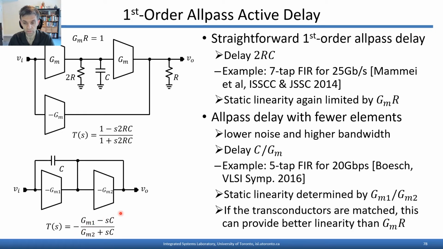This circuit here was used in this paper at the VLSI Symposium in 2016 for a 5-tap FIR filter. Another interesting feature of this circuit is that it makes use of no passive resistors. Instead, the static nonlinearity is determined by the product GM1 times 1 over GM2, because at very low frequencies the capacitor acts like an open circuit, so you've just got GM1 driving diode connected GM2. If these transconductors are matched, it turns out that their nonlinearities will cancel, and that'll provide better linearity than what's offered using a passive resistor above.